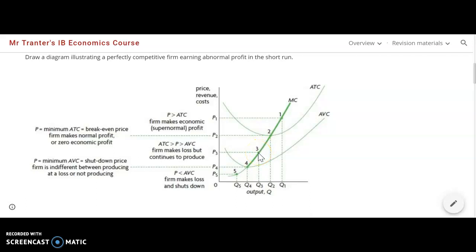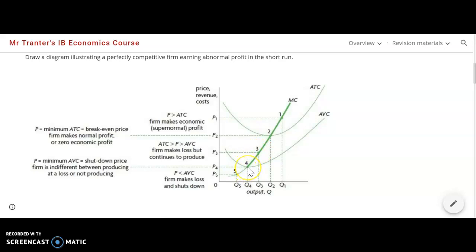It could be operating at point 3, where the price is below the average total cost, but it is above the average variable cost. Therefore, it's making a negative economic profit or a loss, but that loss is less if it continues to operate than it would be if it shut down. Because if it shut down, the loss would be the fixed cost. And at the moment, they're covering their average variable cost and contributing towards their fixed cost. Therefore, the loss is lower.